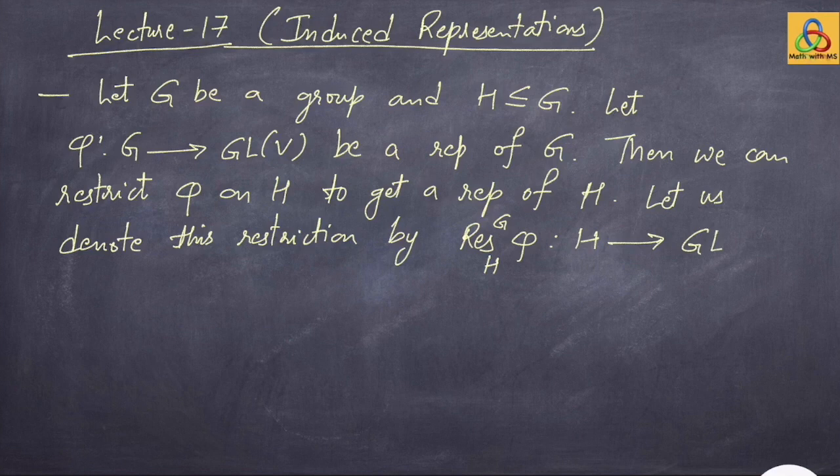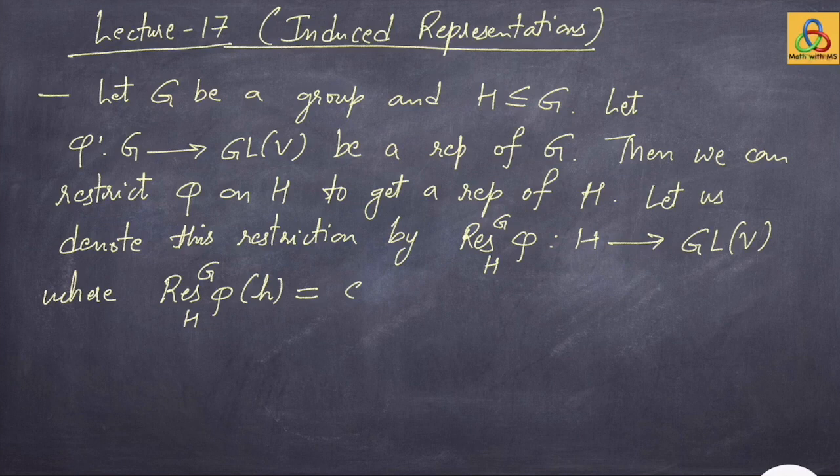And how does it act? The restriction of phi from G to H acts on any little h as simply phi of h. And obviously it's a homomorphism, because the restriction of a group homomorphism is again a group homomorphism.